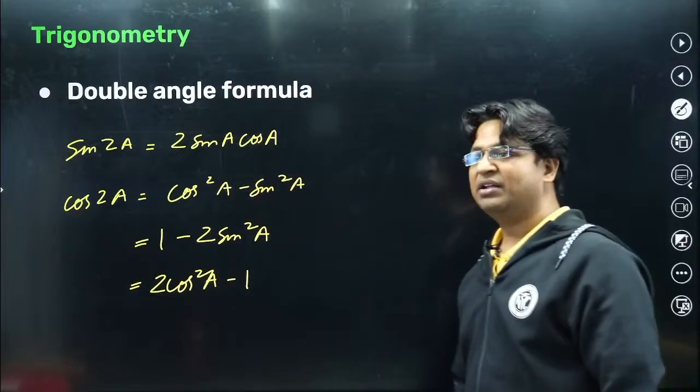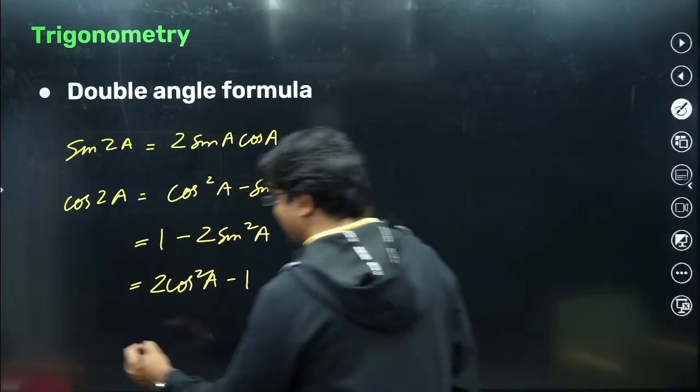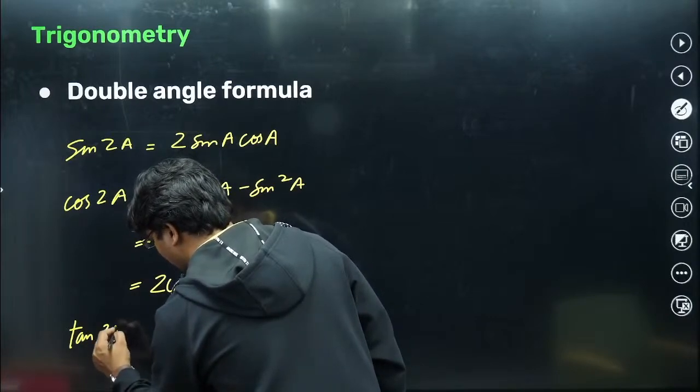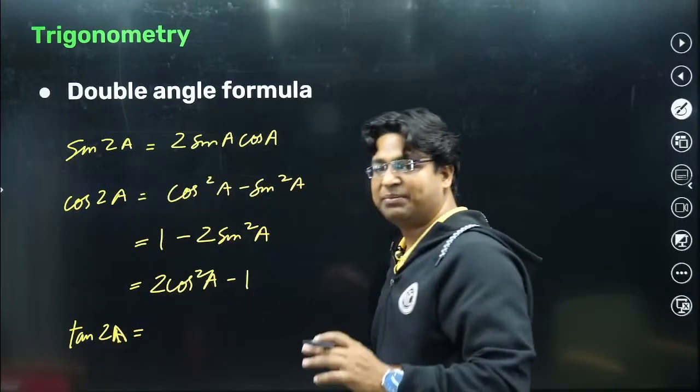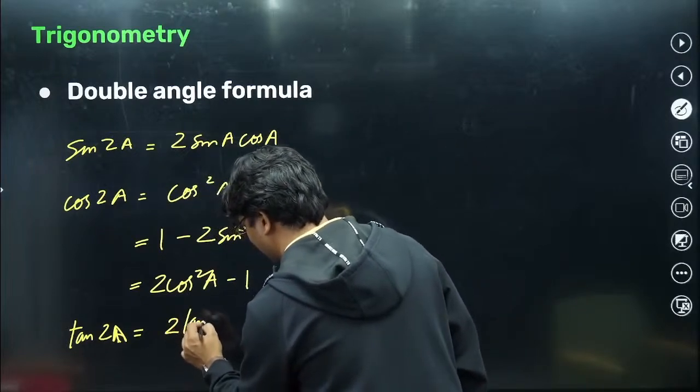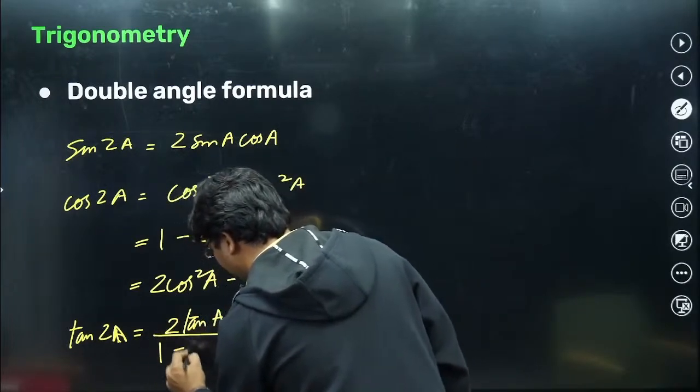All right, and likewise you can also talk about tan 2A. How will you find the value of tan 2A? Again, in the formula of tan A plus B, you replace B by A. So this will become 2 times tan A divided by 1 minus tan square A.